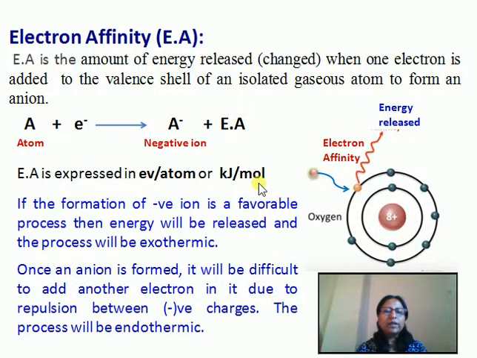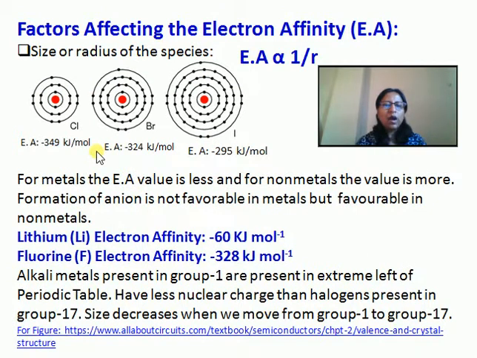I have told you that if the formation of the ion is a favorable process, then the amount of energy released will be the electron affinity value, and the process will be exothermic. In some cases it may happen that energy is needed for the transformation of atom A to a negative ion, and in that case the process will be endothermic. And when we already have A minus, if we want to incorporate another electron in it, this process will also not be favorable because of the repulsion between the electrons, and this will also be an endothermic process.